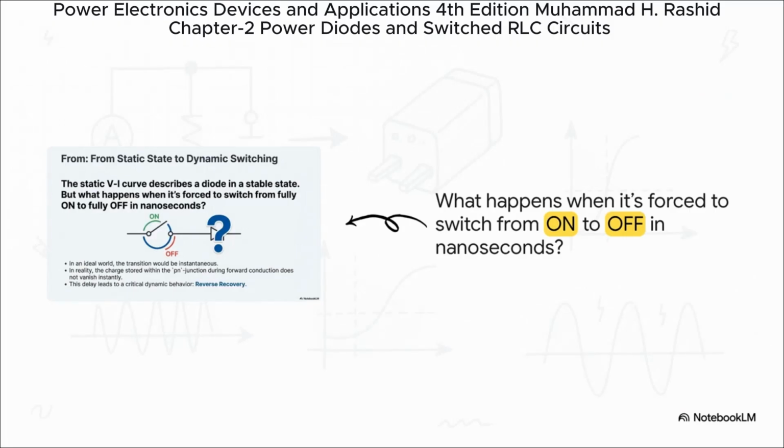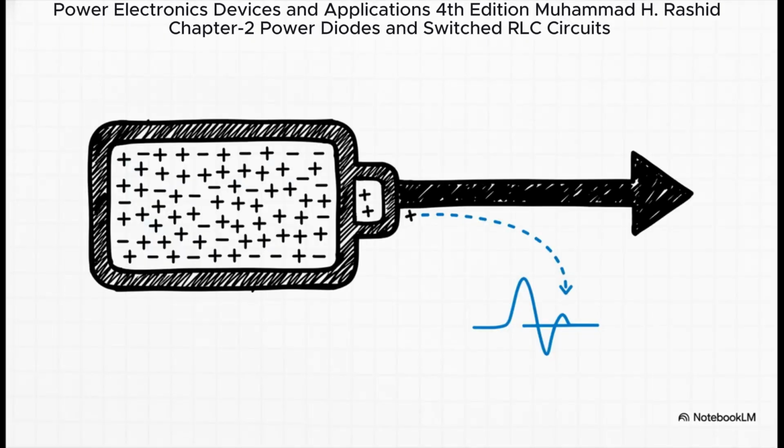So that VI curve we just looked at, that's for a diode that's just sitting there taking its time. But what happens when we tell it to go from fully conducting to fully off? In, say, a few nanoseconds, what does it actually do? Well, it turns out it can't just snap off. The problem is, when it's on, the junction is flooded with charged carriers. And when you try to turn it off, those carriers don't just disappear into thin air. It's kind of like a wet sponge. Even after you wring it out, there's still some water left inside.